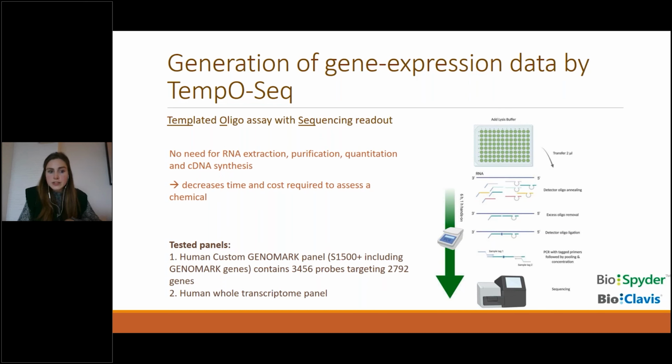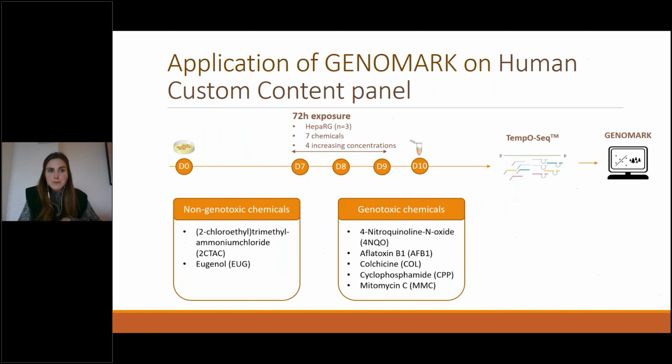In the case studies, we used 2 different panels. We used one custom human GENOMARK panel. So this is the standard 1500 plus panel of BioSpider. However, here we also included all the GENOMARK genes, and therefore it's a custom panel. The second panel that we've used is the human whole genome or human whole transcriptome panel in collaboration with Health Canada and University of Ottawa.